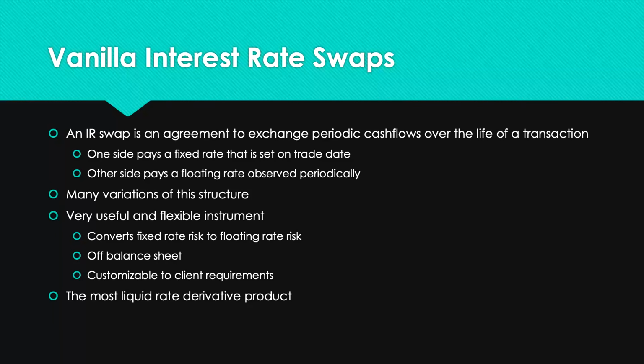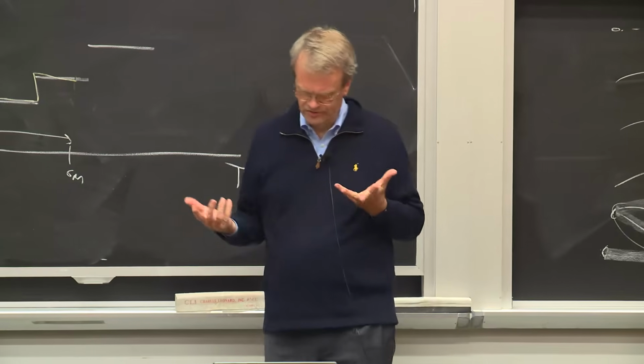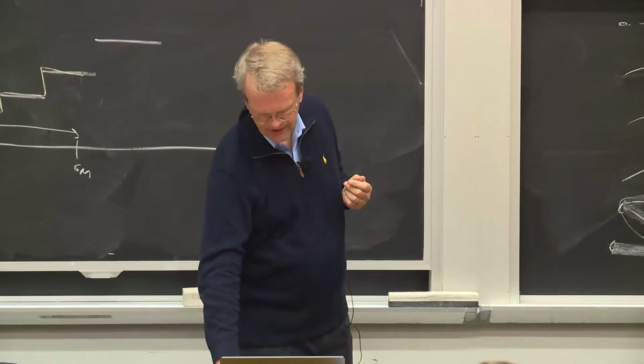There are many, many variations of these structures. There's all sorts of crazy stuff, and imagination is the limit here, as long as you convince somebody else to do the other side of it. They're a tremendously useful instrument. They're great if I need to hedge something or change my risk profile. It's a very efficient way to do it. These are all derivative products. It means they generally don't use balance sheet. They don't take a lot of upfront capital. They're cheap to fund, so they're quite popular for those reasons. And I said they are the most liquid interest rate product out there.